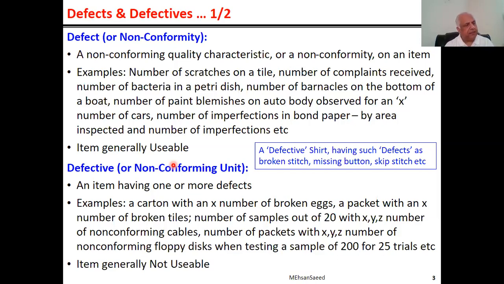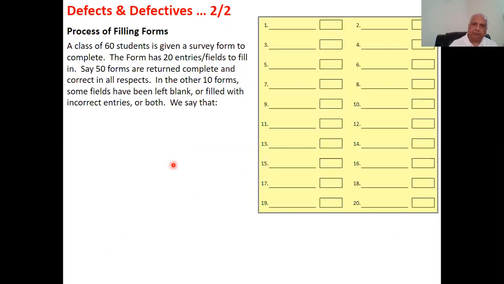Defects and defectives can also be discussed in the context of another very important concept called the DPO, or defects per opportunities, or DPMO, defects per million opportunities, which are very important concepts in quality control. Let's look at them. Say this is a form, any survey form. It has 20 entries. And this survey form is given to a class of 60 students to fill in.